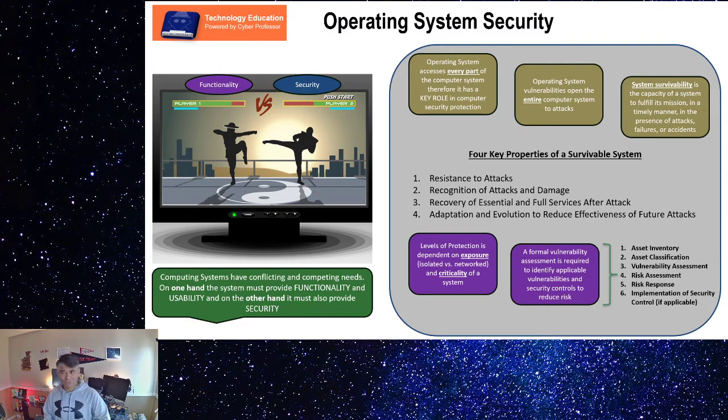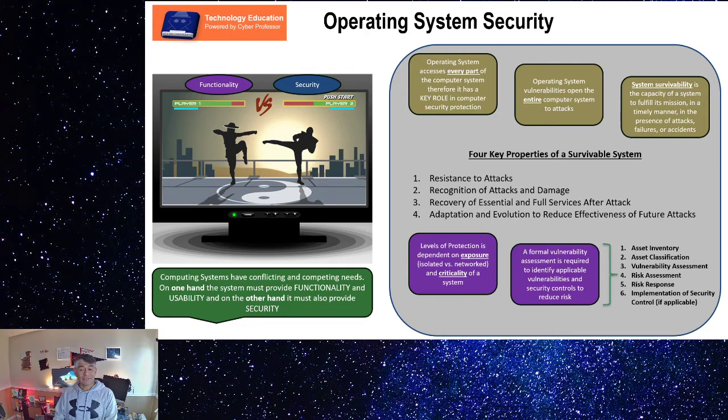System survivability is the capacity of a system to fulfill its mission in a timely manner in the presence of attacks, failures, or accidents. There are 4 key properties of survivable system.